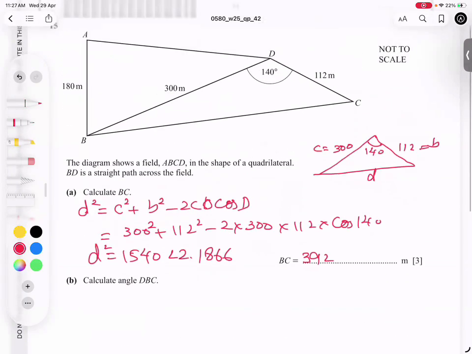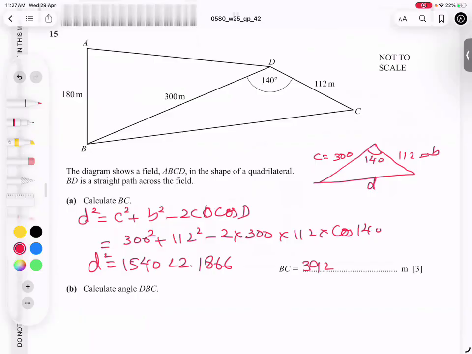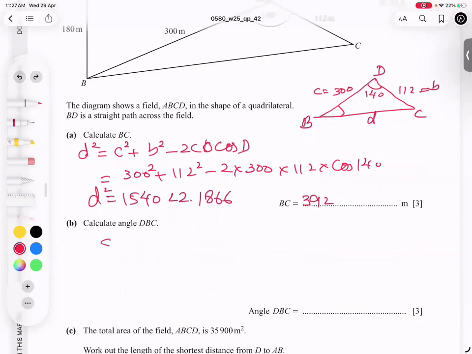Next part, angle DBC. Where's the B, middle letter of DBC? So again, we talk about DBC. This time we are looking for this angle. Now one pair is given, side and angle given, so we can use sine rule. Let's try to do it. What is unknown? This angle is unknown. So I'm writing sine capital B divided by small b, which is 112, equals sine capital D, which is 140, divided by small d, this is the value of this one.